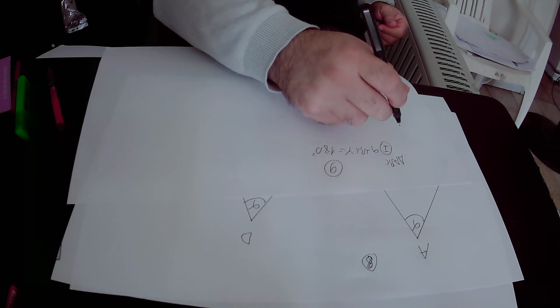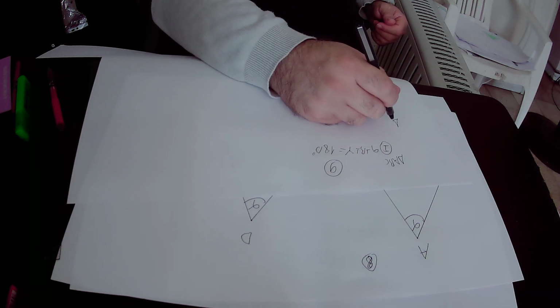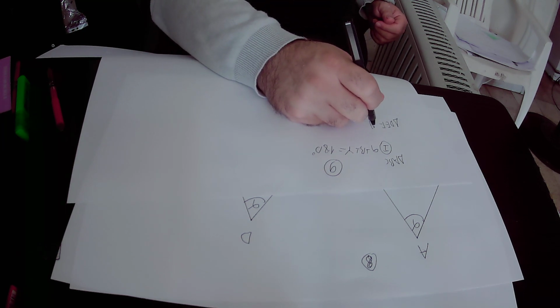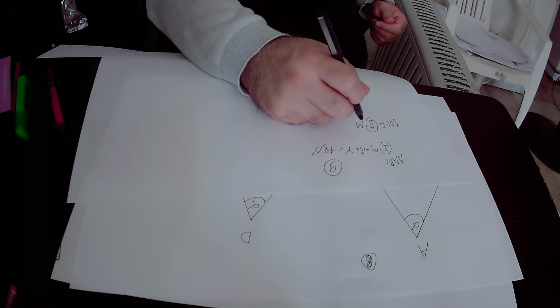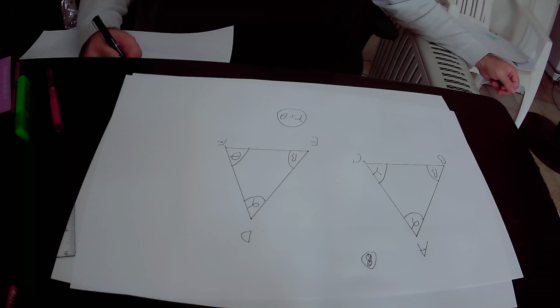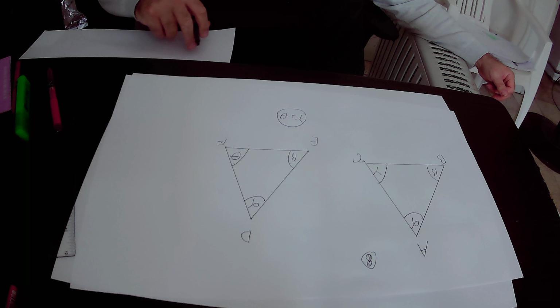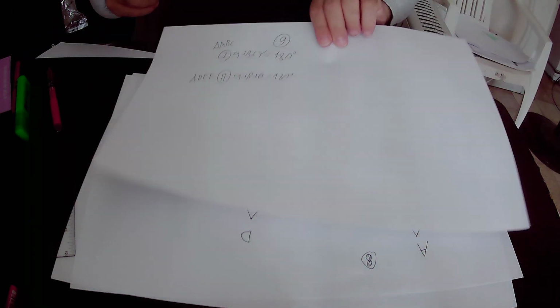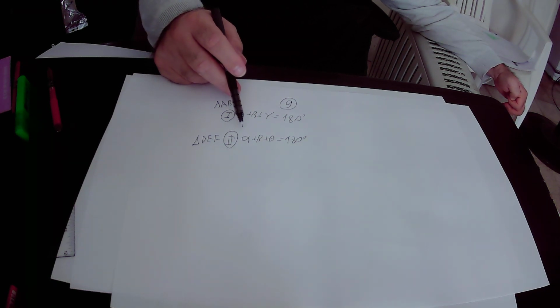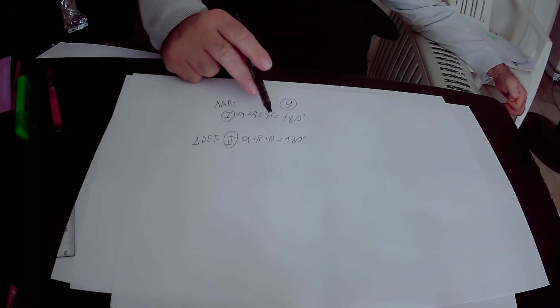And the sum of the angles in triangle DEF must also be equal to 180 degrees. That is to say, alpha plus beta plus theta must be equal to 180 degrees. In triangle DEF also the sum of the angles must be equal to 180 degrees. That is to say, alpha plus beta plus theta equals 180 degrees.